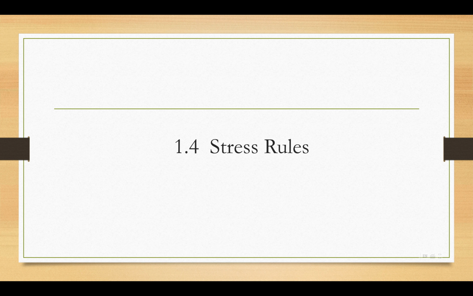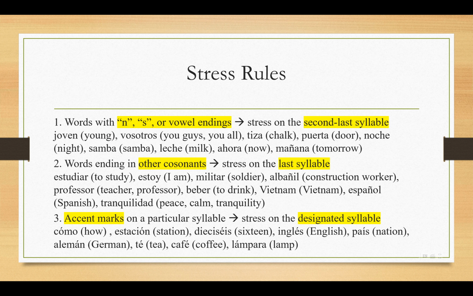Let's move on to section 1.4. Stress rules. 1. Words with N, S, or vowel endings will have stress on the second last syllable. For example, joven, vosotros, tiza, puerta, noche, samba, leche, ahora, mañana.